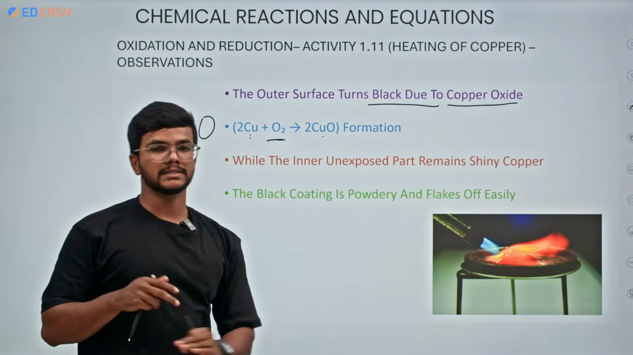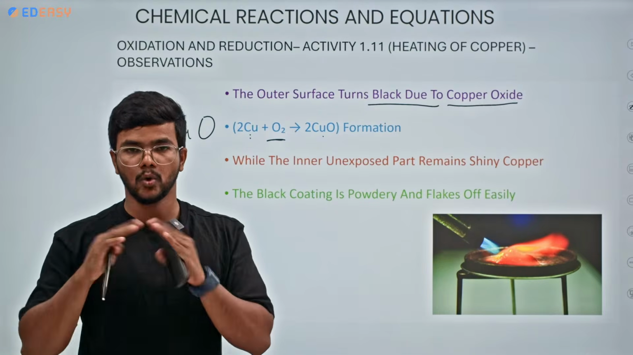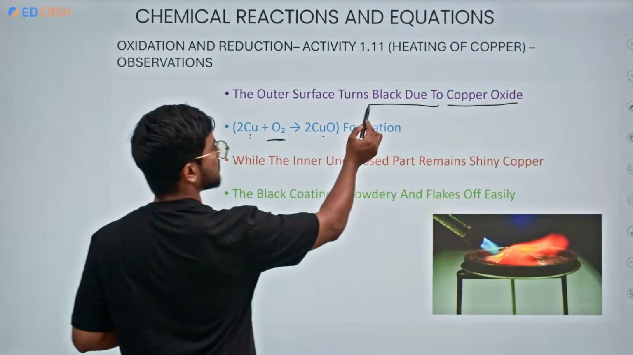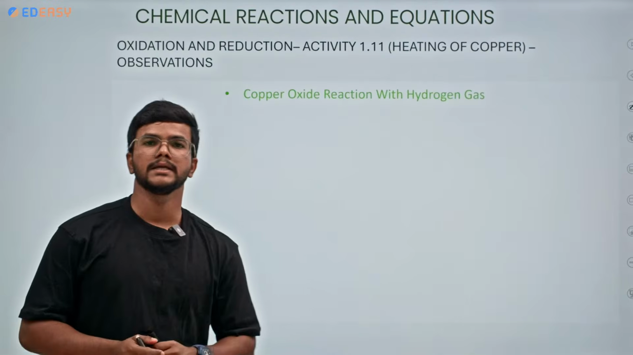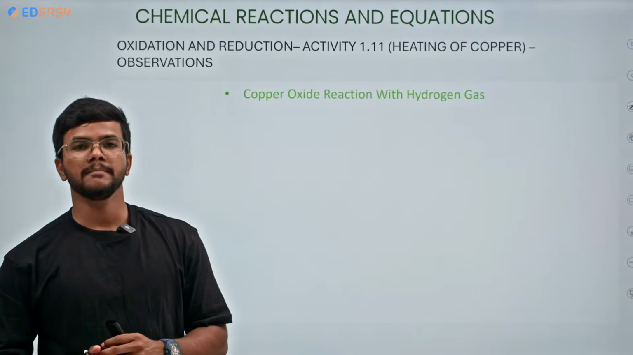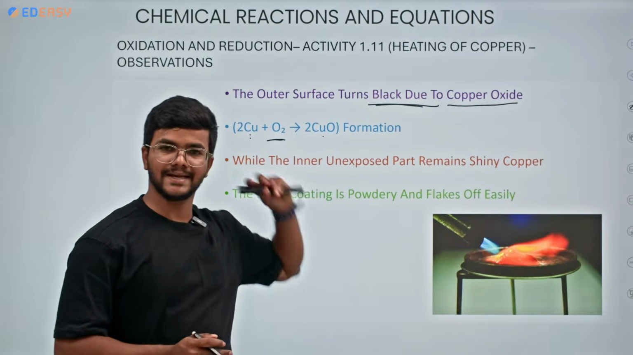See, the metal does not completely change its color. Only the outer part coating will be black in color. That outer coating will be copper oxide. Yes, this is the oxidation reaction. Oxidation means addition of oxygen. So this is addition of oxygen.